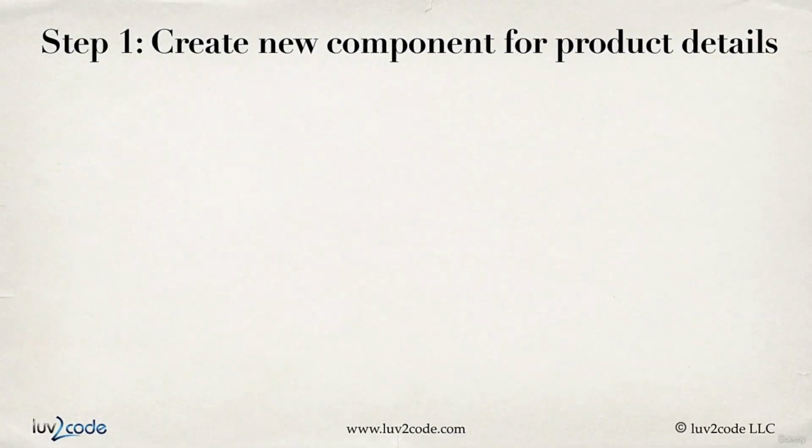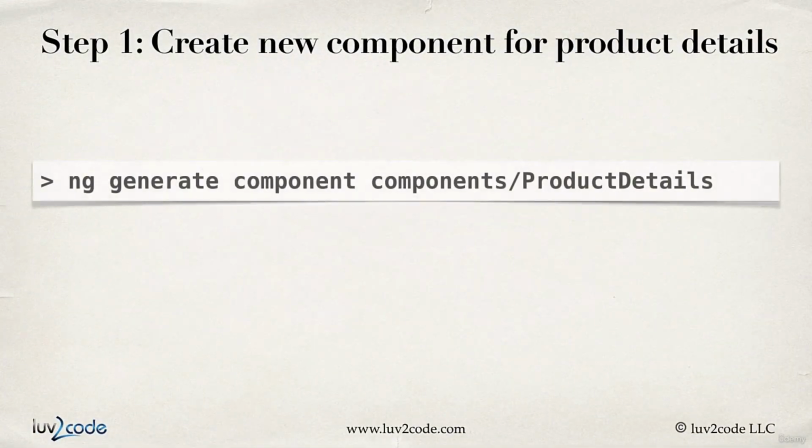All right, step one of creating a new component for product details. And this is really easy, right? We simply use the ng generate component, and then we give components/product details.